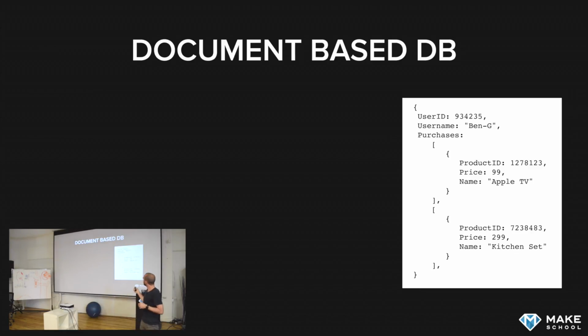And here you can see that we have a user ID and username at the top of this entry. But we also have the product details stored as part of the purchases here. So when we want to see which products the user bought, we can take a look at this document, and we'll see the user bought an Apple TV, and the user bought a kitchen set, and the details of the product are stored directly within this purchase record.